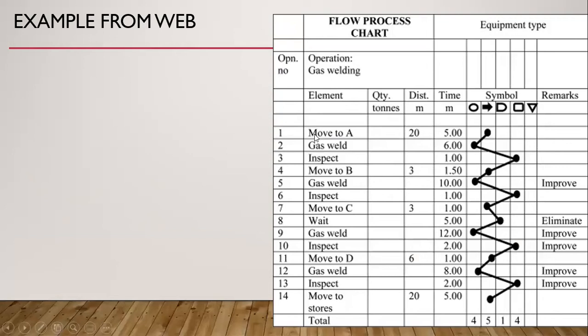So first, the component is moved to A station and the distance traveled is 20. Time taken is 5 minutes. And this is the symbol for the movement. Then this is operation. Time taken is 6 minutes and this is the symbol for operation. Then the thing is inspected. Time taken is 1 minute and this is the symbol for inspection. So by using this chart, we can identify where improvement is required and which stage or step can be eliminated.